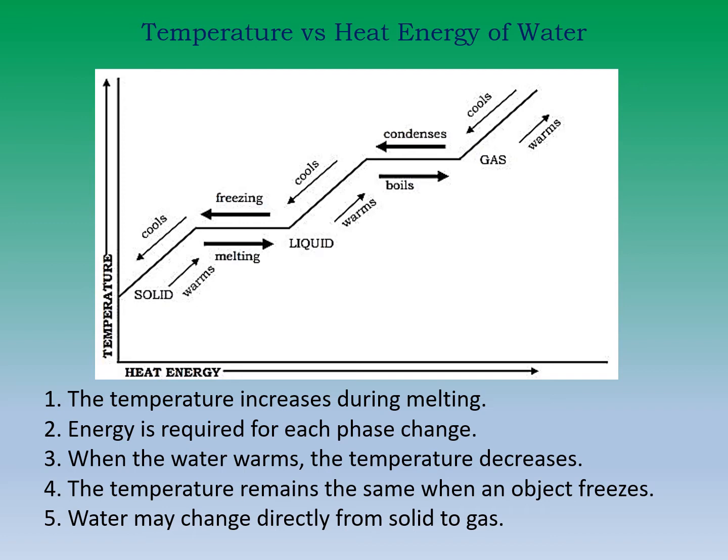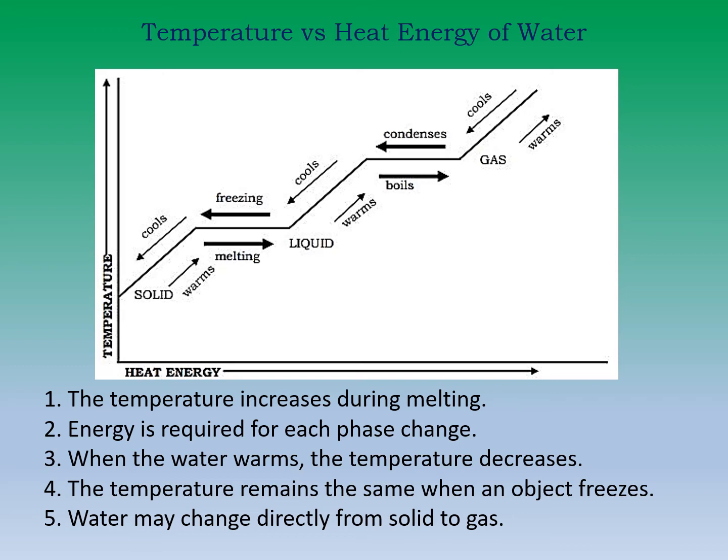As indicated in number 1, the temperature increases during melting. So from solid, to make it into liquid form or liquid phase, you have to increase the heat energy. It means that it is melting. The heat of the object is getting increased, so it has to change from solid to liquid. Now, number 2, as indicated here: energy is required for each phase change.